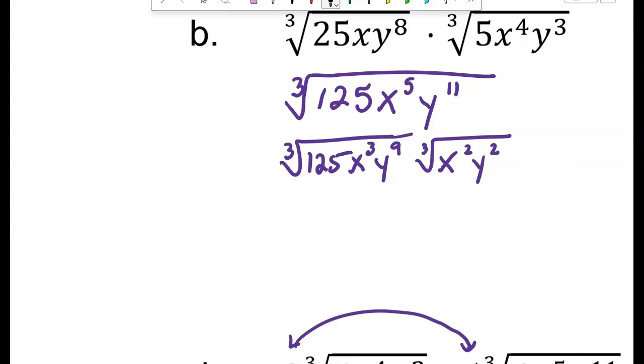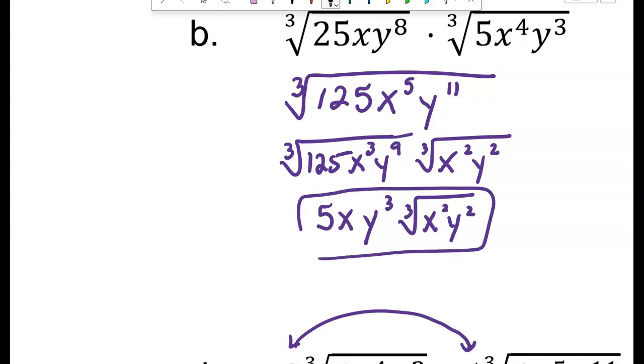What's the cubic root of 125? What's the cubic root of x cubed? Cubic root of y to the 9th. Y what? Cubed. Yep. So we get 5 x y cubed times the cubic root of x squared, y squared. Okay, now, this is putting last Friday's and our quizzes yesterday and what we're doing today together, all together.